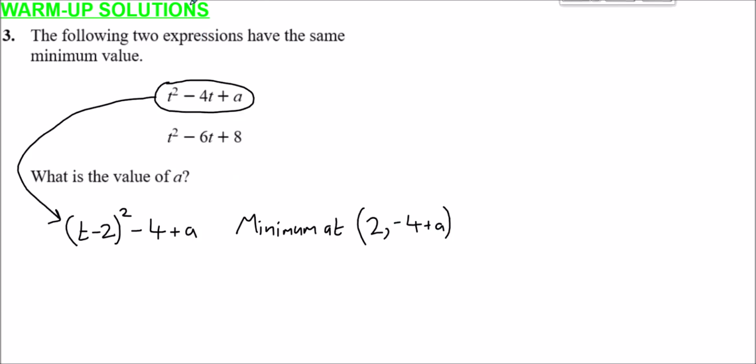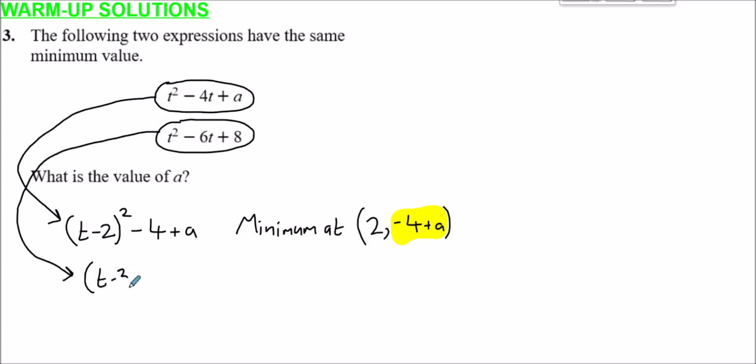And so that minimum value for y is this. Meanwhile, we can do the same for t squared minus 6t plus 8 and complete the square on this. So if we just take this one here, we'd have t minus 3 all squared minus the 3 squared, so minus 9 plus 8, which we can simplify ever so slightly into t minus 3 squared minus 1.